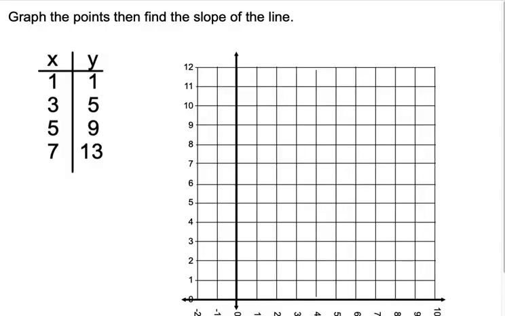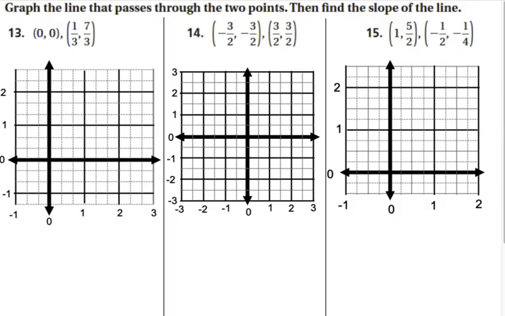Graph the points and then find the slope. Okay, we've got the point 1, the point 3, and the point 5, and the point 7. That's going to be just off the top of the graph. All right, this is not a proportional relationship because it wouldn't include the origin, but we can still find the slope. It looks like it goes up 4 and over 2. That gives us a slope of 2. This line goes up twice as fast as it goes to the right.